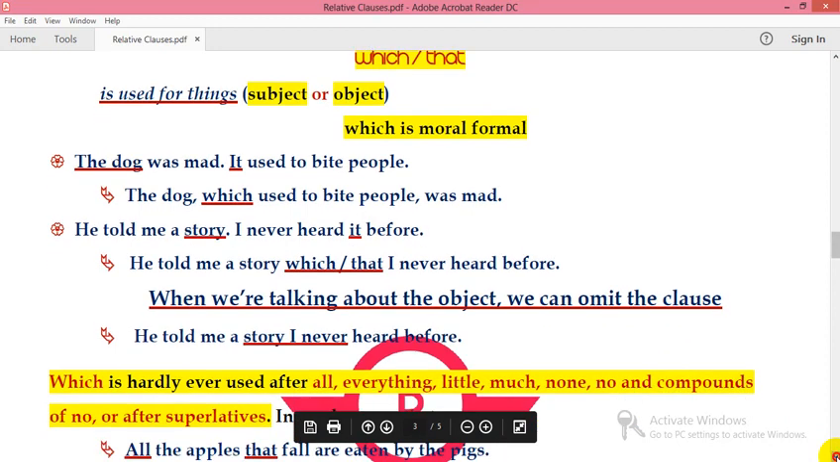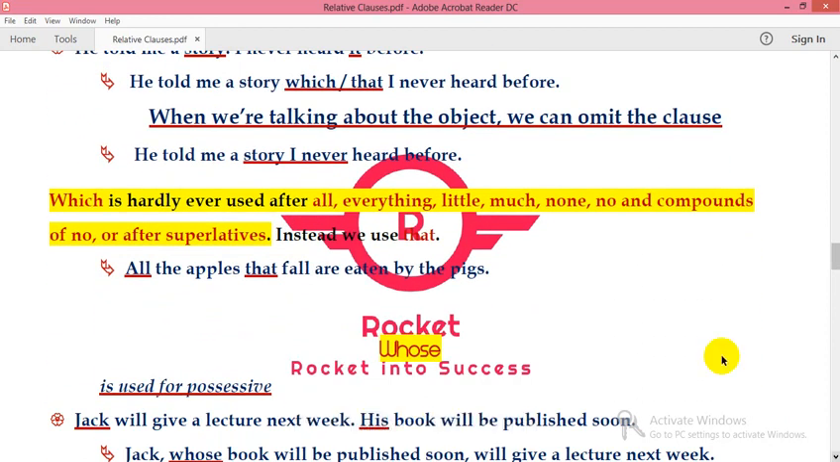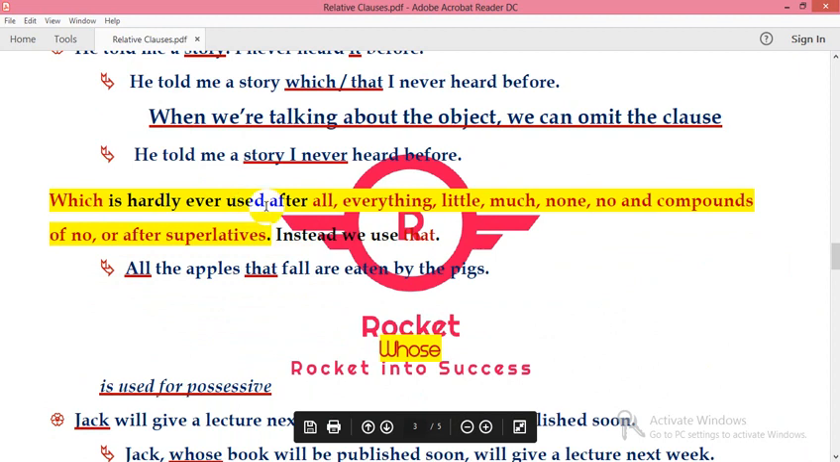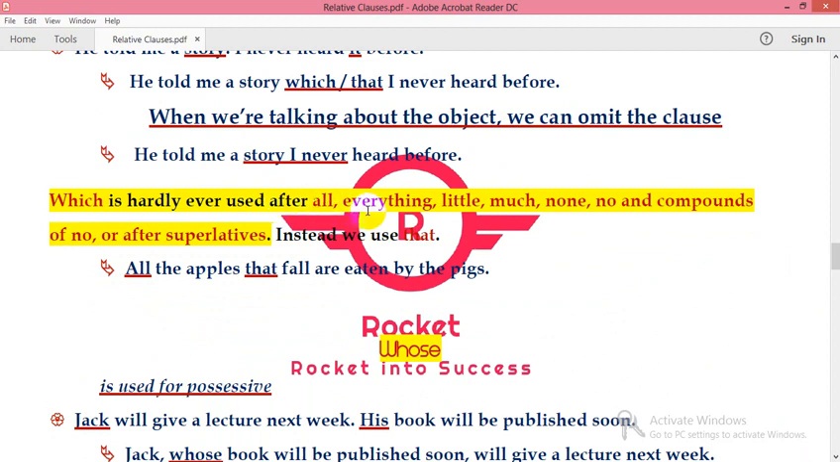Sometimes we can't use which. Which is hardly ever used, meaning rarely used, after all, everything, little, much, none, no, and compounds of no, of course, no one, nobody, nothing, and so on, or after a superlative. Instead, we use that. Look at the example. All the apples that fall are eaten by pigs.